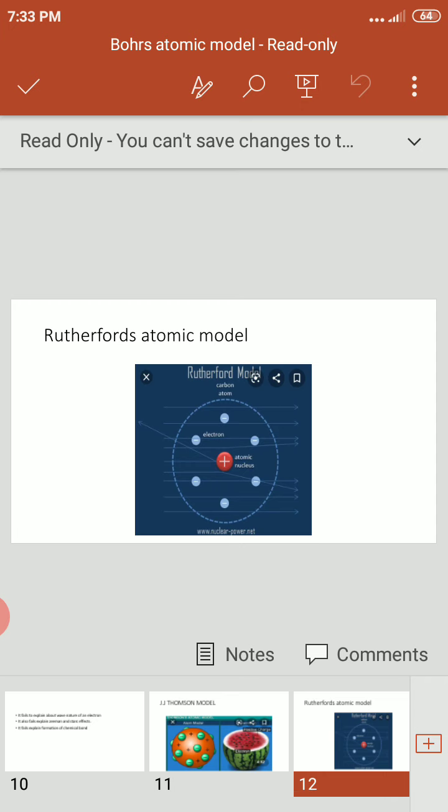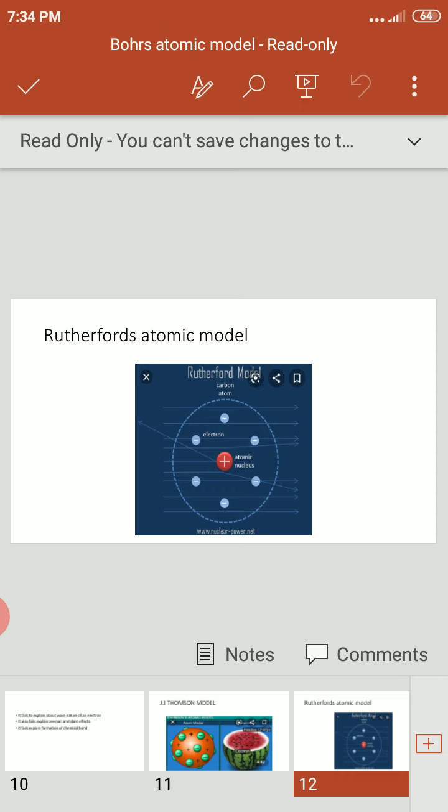The next theory is Rutherford's. This model is called the planetary system. In a planetary system, planets revolve around the sun. In the atom also, mass is located at the center. That center is called the atomic nucleus. Around the nucleus, electrons revolve in circular paths, like the planets revolving around the sun, according to Rutherford's model.